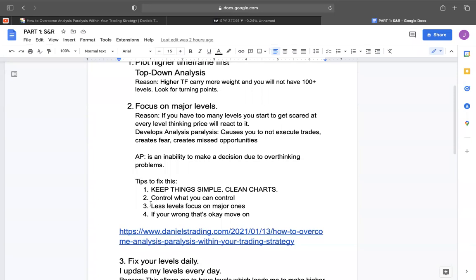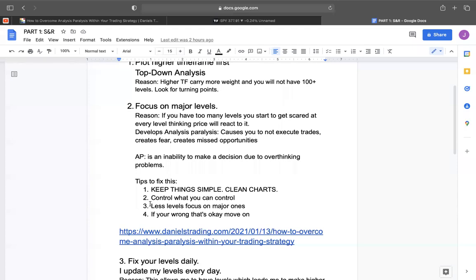Next tip to fix this is control what you can control. Too many of you guys want to try to predict the market, predict where a stock is heading, all that. Look, guys, control what you can control. We can't control where the stock is heading. We just set our levels, set our stop losses, and just execute, right? Control what you can control. We can't control nothing else. Next, less levels. We already said this, less levels, focus on major ones.